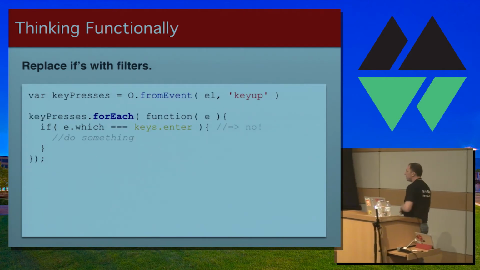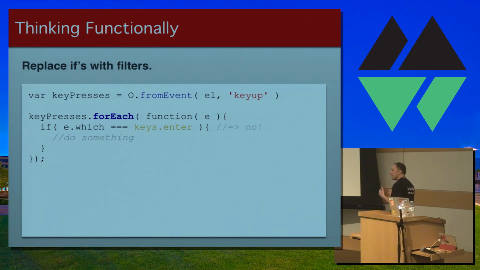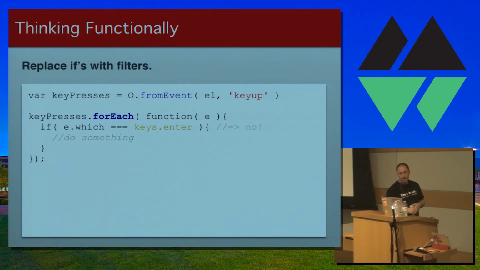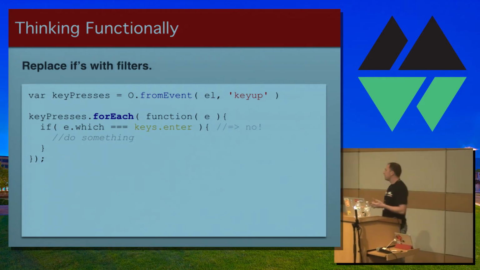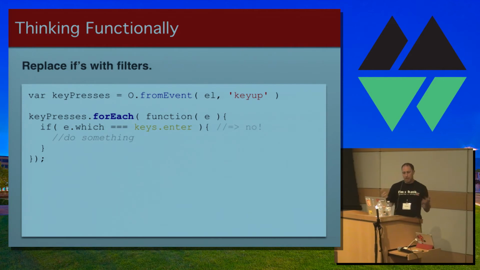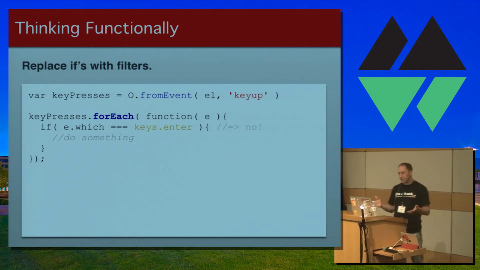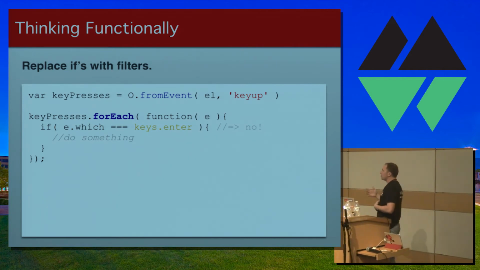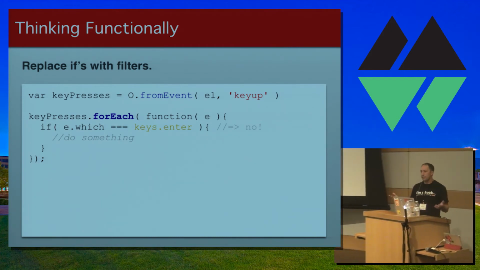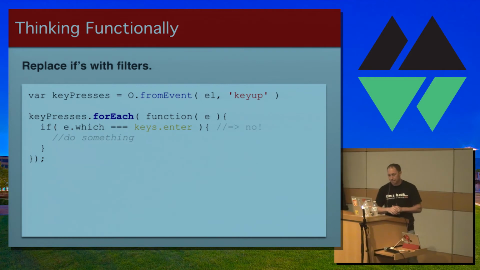So the second thing I want to talk about is replace if statements with filters. A good example of this is when you're listening for key presses, right? If you want to just do something on the enter key. So here we're just going to create a new observable from key presses, and then we're going to do our forEach. And inside of that forEach, we're going to say if e.which is the enter key, then we're going to do something with that data.